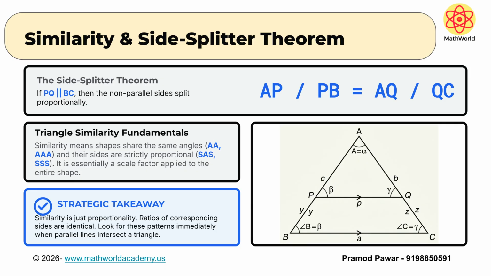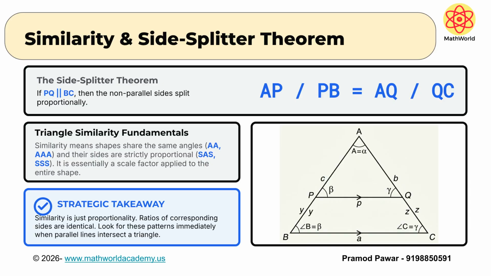Let's talk about similarity. Similarity is all about scale. If you see parallel lines intersecting a triangle, or a triangle inside a triangle, or triangles attached to one another, that's your key to know that it's a similarity question. Also, if you see two parallel lines in a triangle, like segment PQ parallel to base BC, you are dealing with the side splitter theorem, where the non-parallel sides are split proportionally.